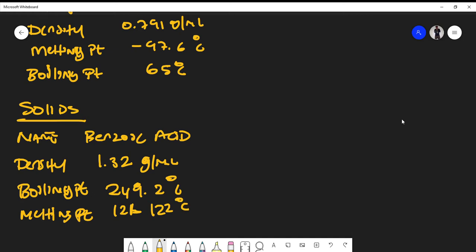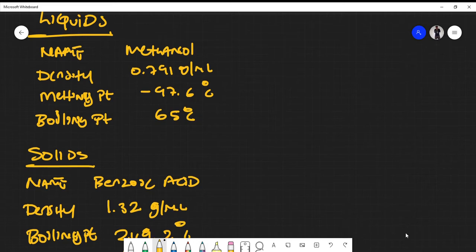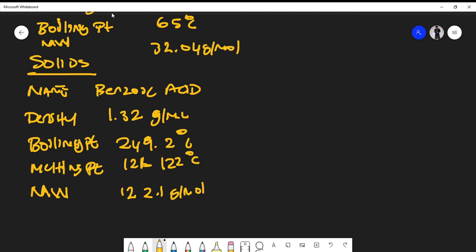Now, one thing I forgot to mention for all of these, which is very important, is molecular weight, right? So the molecular weight for benzoic acid is about 122.1 grams per mole. And the molecular weight for methanol is about 32.04 grams per mole. All right, so these are some of the background information that you should know before entering the lab.